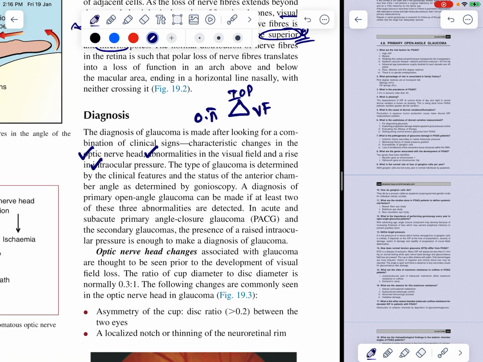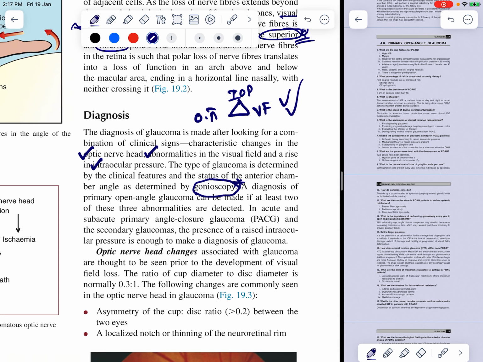The type of glaucoma is determined by the clinical features and the status of anterior chamber angle as determined by gonioscopy. Gonioscopy is an art, and it is an art which is difficult to master. Step by step, as you go on, you will get to learn about gonioscopy. Teaching gonioscopy is beyond the scope of this lecture. A diagnosis of POAG can be made if at least two of these three abnormalities are detected. I have mentioned the three.